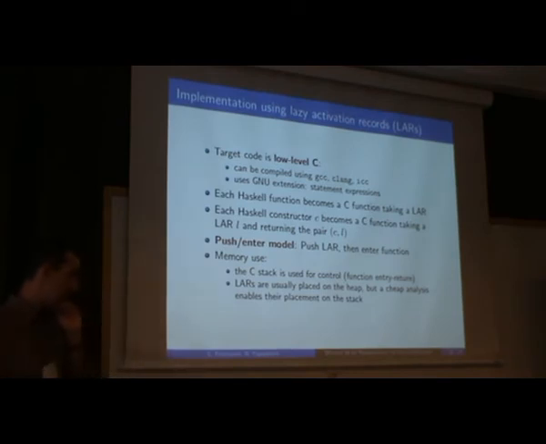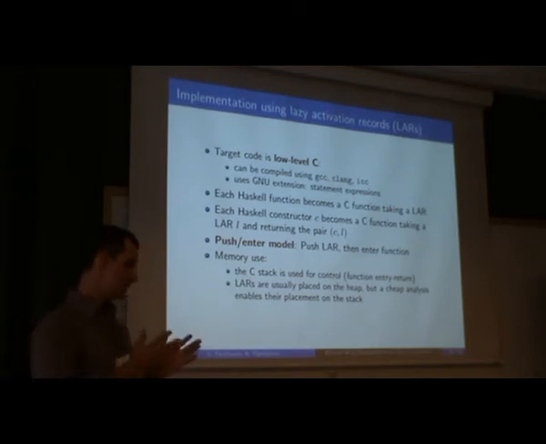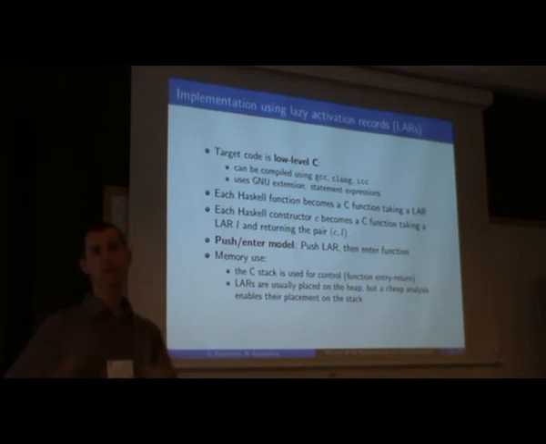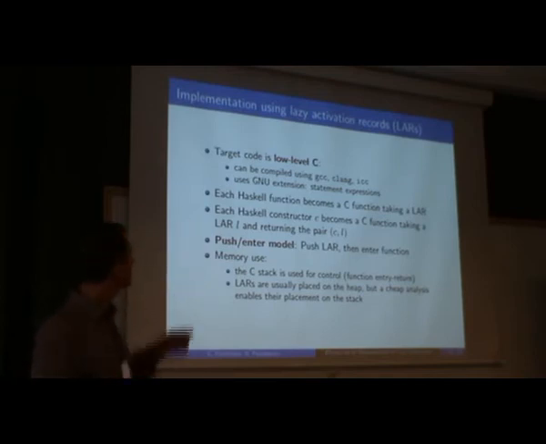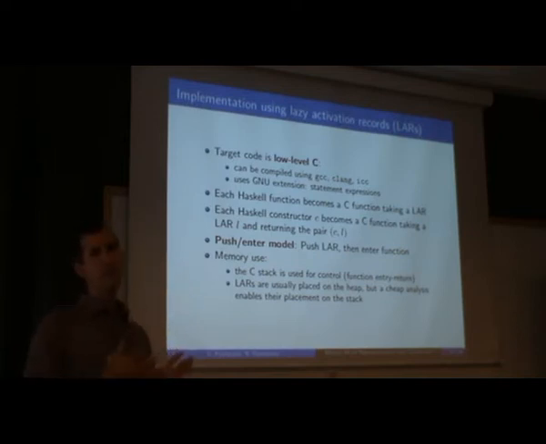So, the back end of the compiler translates to low-level C code. We could have made it translate to assembly or machine code or anything else, LLVM, whatever. But C code is good enough because you have many good compilers that can take you then to assembly, etc. And it's quite easier. So a Haskell function becomes a C function in this setting, and the C function does not take any parameters, just takes something called a lazy activation record.